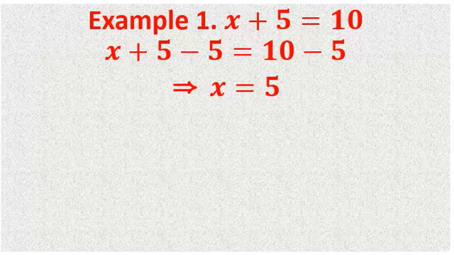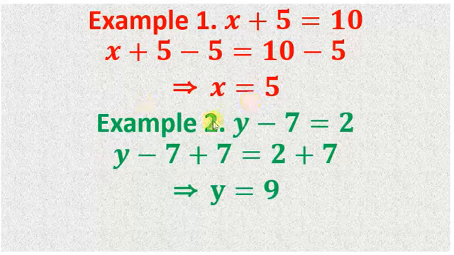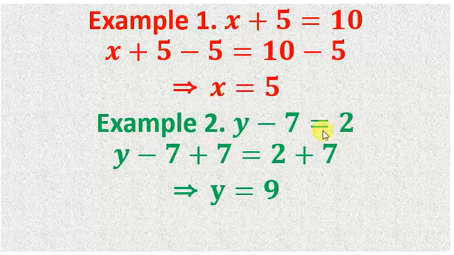And you had already found the solution verbally before the actual solution of this equation. But now this is the mathematical procedure for how we solve this problem. Now let us take another example. That is example 2: y minus 7 is equal to 2.